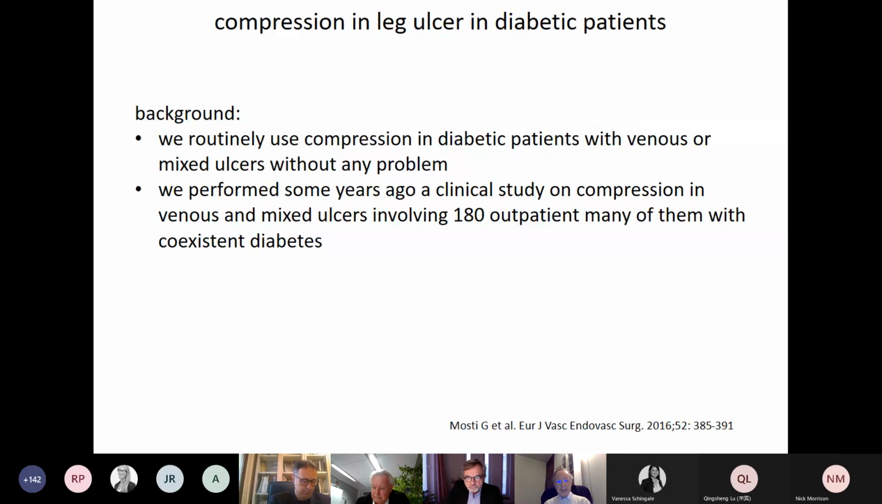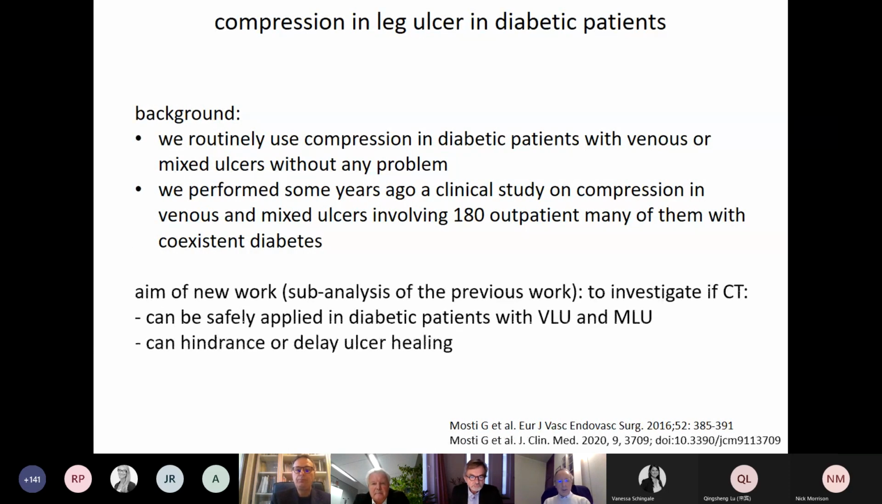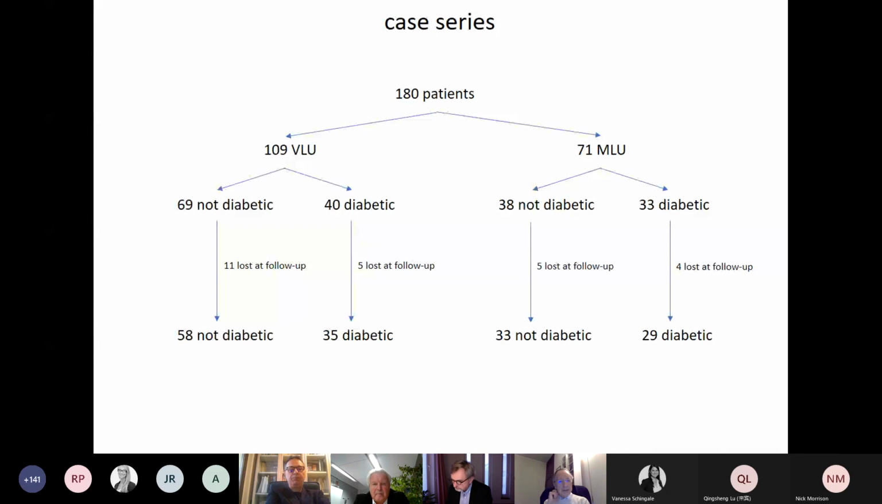In recent years, we also performed a study involving 180 outpatients with venous leg ulcer and mixed leg ulcers, and many of them had a coexistent diabetes. So this new work that was recently published is a sub-analysis of this previous work, and we wanted to investigate if compression can be safely applied in diabetic patients with venous leg ulcers and mixed leg ulcers, and if compression can hinder or delay ulcer healing. You see here the case series. We had 180 patients, 109 with venous leg ulcer and 71 with mixed ulceration. In the venous leg ulcer group, we had 69 non-diabetic and 40 diabetic patients. And in mixed ulceration, we had 38 non-diabetic and 33 diabetic.